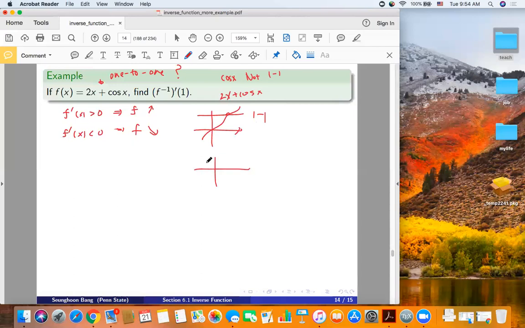If the function f is decreasing, you can draw a horizontal line and we have only one intersection point. Yes, this is 1-to-1. So how can you check whether f of x is 1-to-1 or not? You can check whether the graph is increasing or decreasing. This is the idea.